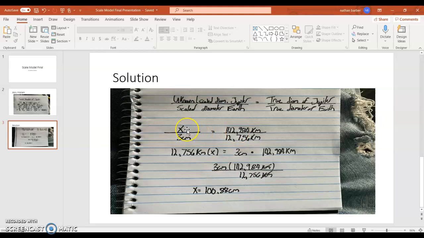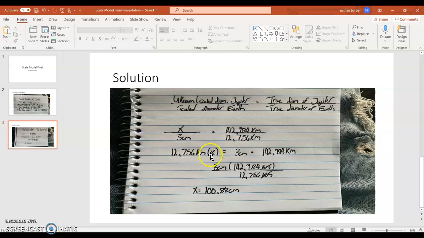We're trying to find x, which is the unknown, which is the scale diameter of Jupiter. We know the scale diameter of Earth because we made it, which was 3 centimeters, and then we have the true diameter of Jupiter, which is 142,984 kilometers, divided by the true diameter of Earth, which is 12,756 kilometers, and then we solve for x.